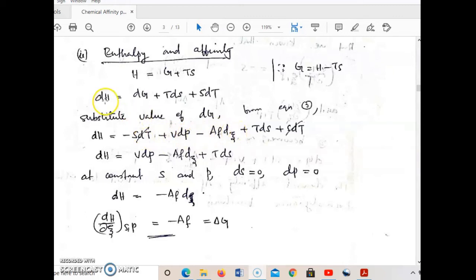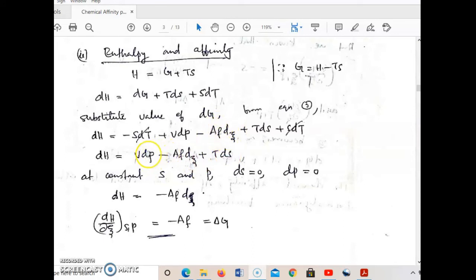So in this equation, instead of dG, we have introduced these three terms. dH is equal to minus SdT plus VdP minus AF d theta, and the remaining term TdS plus SdT. And these plus and minus SdT terms cancel out, and we have dH is equal to VdP minus AF d theta plus TdS. So we will need this term only here on the right hand side.